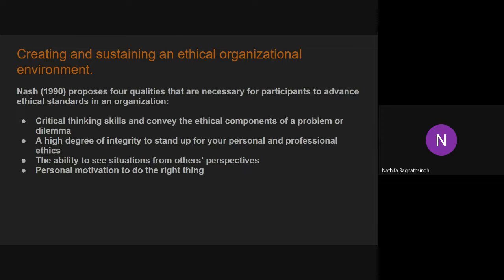Nash in 1990 proposes four qualities that are necessary for participants to advance ethical standards in the organization. The first is critical thinking skills to convey the ethical components of a problem or dilemma. The second, a high degree of integrity to stand up for your own personal and professional ethics. The third, the ability to see situations from others' perspectives. And fourth, personal motivation to do the right thing.